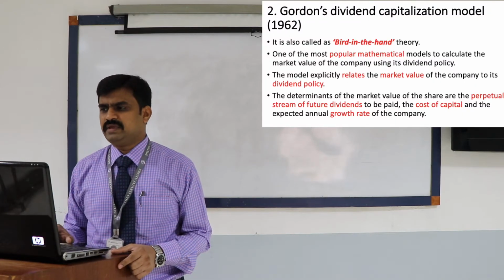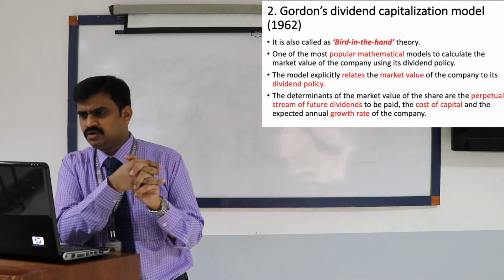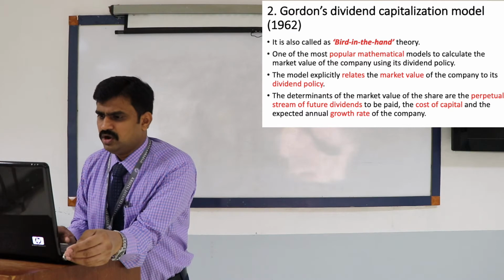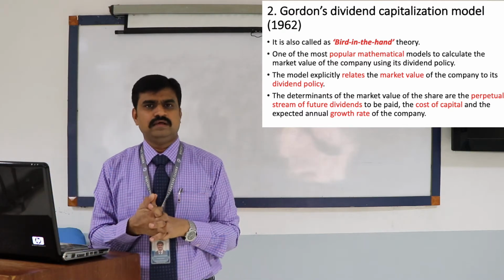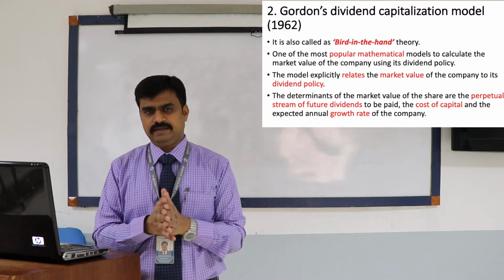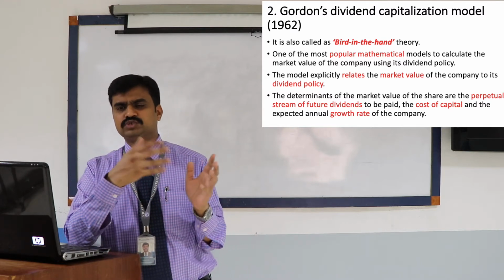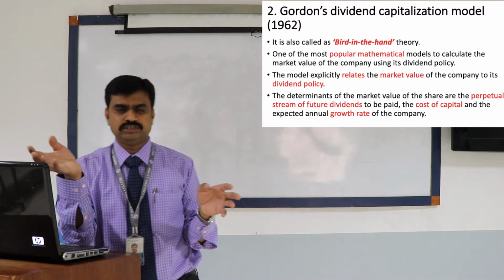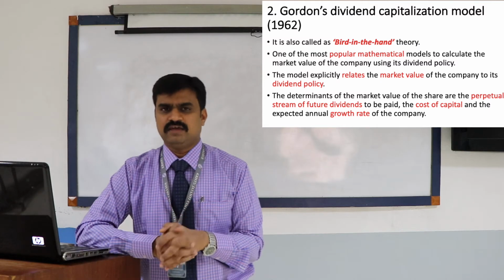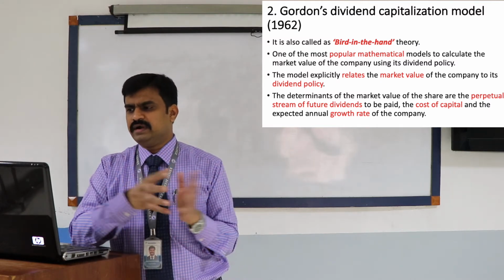So Gordon's dividend capitalization model was proposed by Professor Gordon. Gordon's dividend capitalization model is also one of the models of relevance theory. The model says that when the company issues dividends, it will affect the value of the firm. So the dividend payout ratio has a direct effect on the value of the firm. It is also known as the bird in the hand theory.